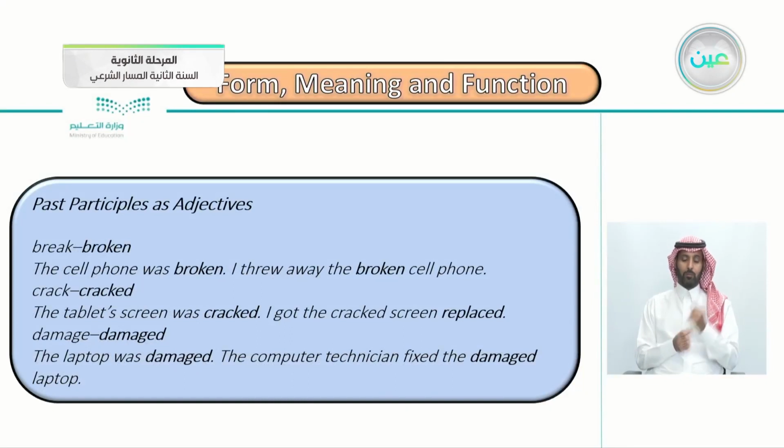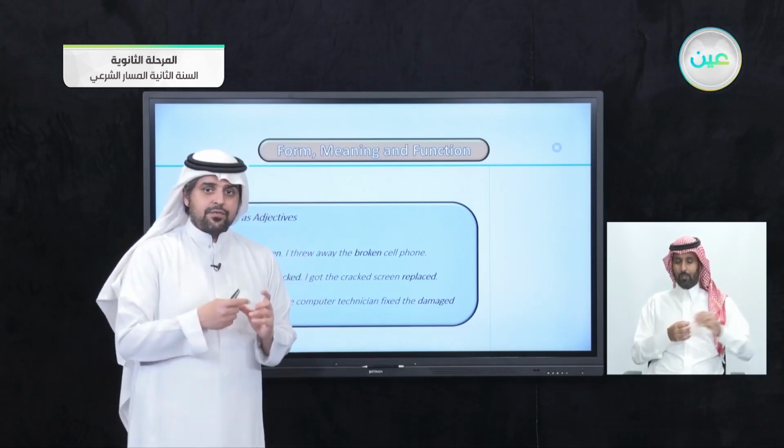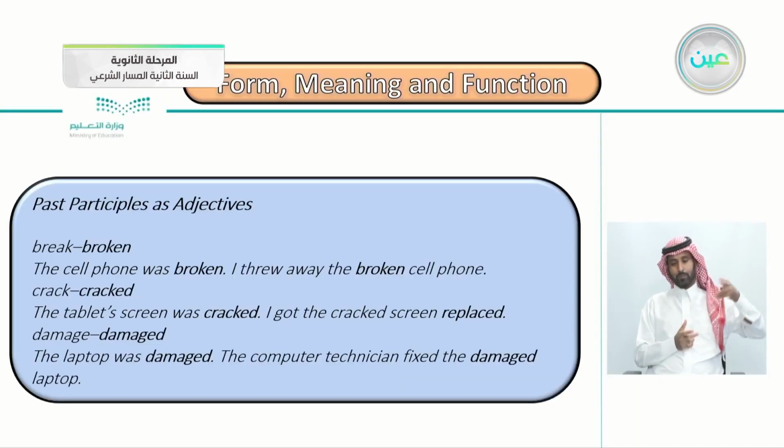Past participles as adjectives. You can take some past participles and make them work as adjectives. For example, break, broken. The past participle broken. The cell phone was broken. I threw away the broken cell phone. The broken cell phone. I'm describing the cell phone as broken here. So this is an adjective.